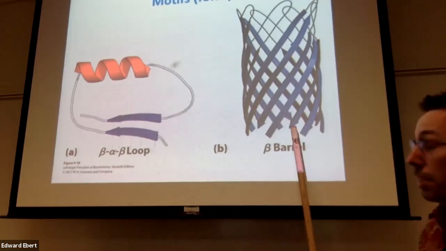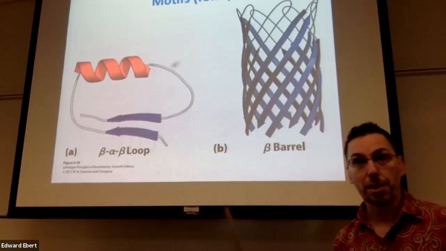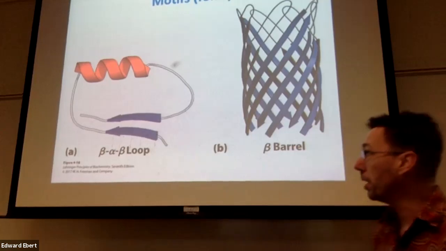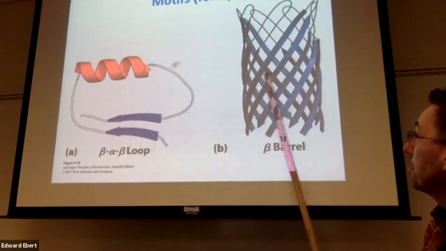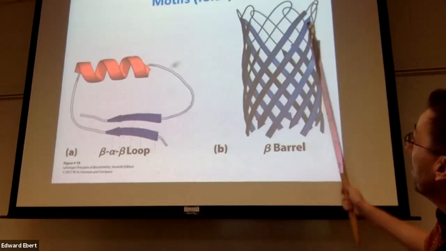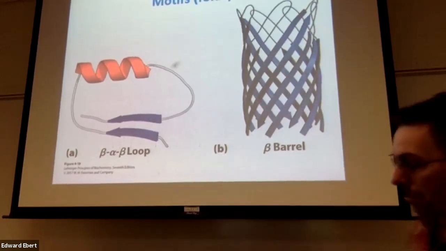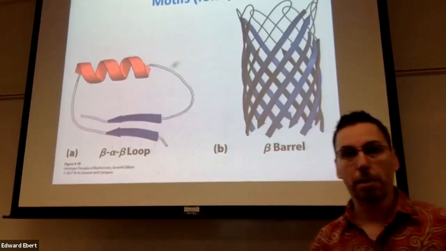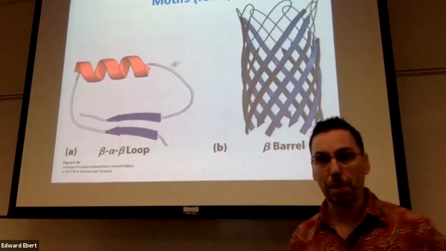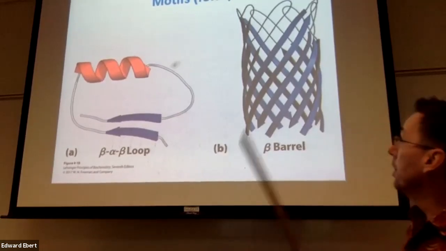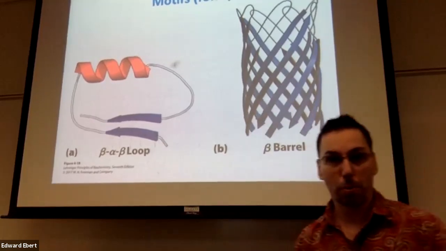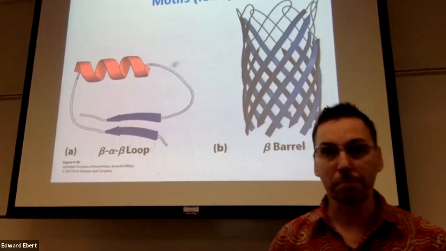We can also see for things where we might have pores that need to penetrate a membrane, we'll make beta barrels. So we essentially have a bunch of beta sheets here, and not super easy to see, but we have anti-parallel beta sheets here that are kind of woven around to make this big tube or barrel shape in there.